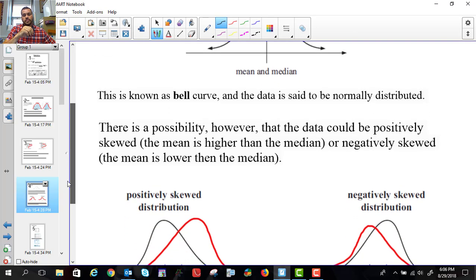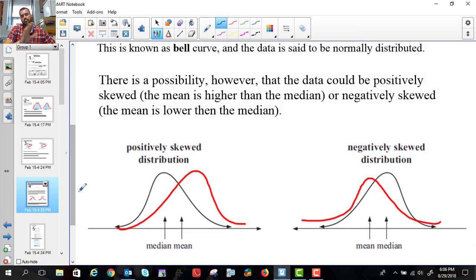If it's got some skew to it, if it's kind of bent, then you will see either positively skewed data or negatively skewed data. If it's positively skewed, it means the mean is higher than the median, so the middle number is actually lower than the average number, which just means that you get it shifted to the right. You get this sort of view here. And then negatively skewed data, the mean is below.